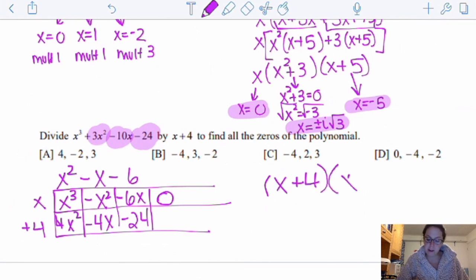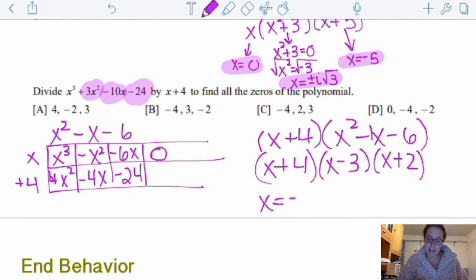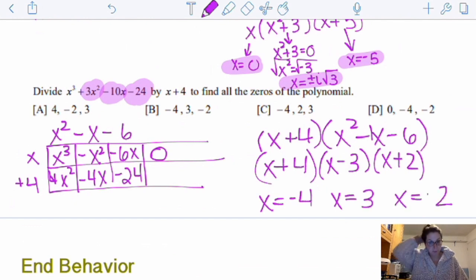Now, the other part of this is our quotient, right? So we can factor that. What adds to be negative 1 and multiplies to be negative 6? So x minus 3, x plus 2. And now we have all 3 factors. So our zeros would be negative 4, 3, and negative 2.